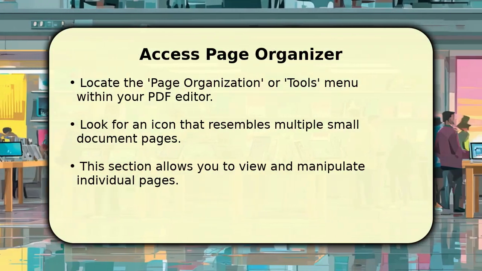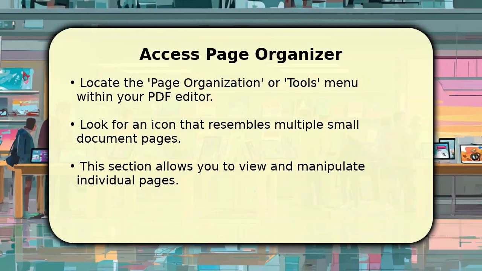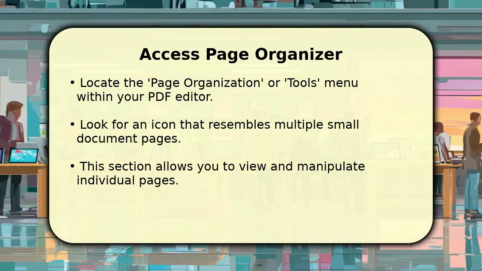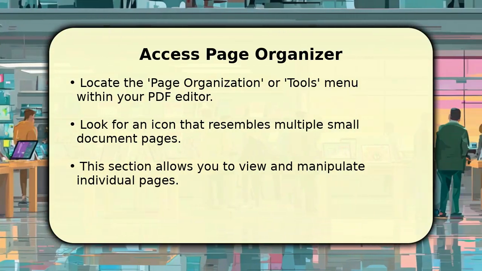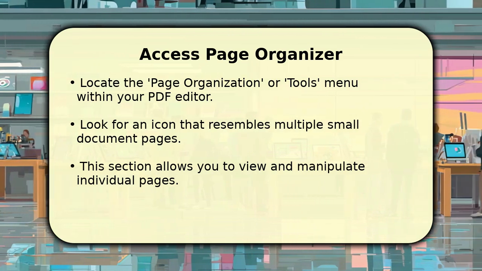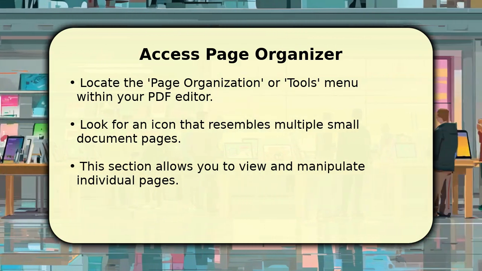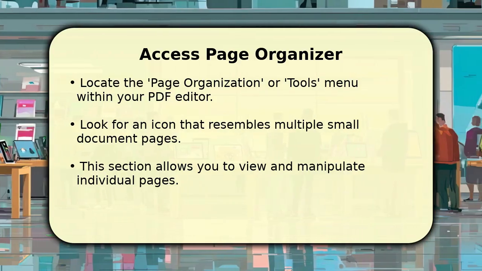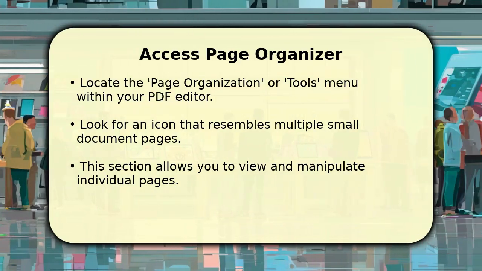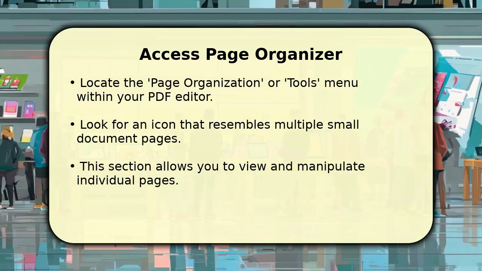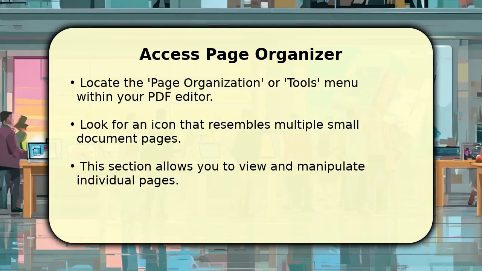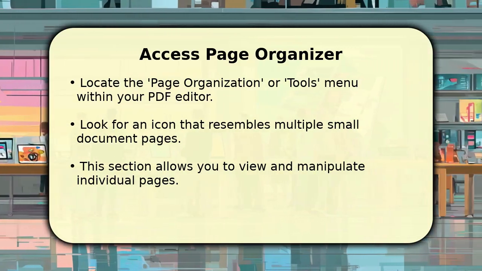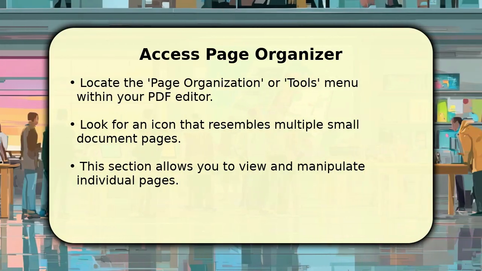Once your PDF is open, navigate to the Page Organization or Tools menu, usually found in the top toolbar or sidebar. You might see an icon resembling 4 small document pages, perhaps a square divided into 4 sections. Clicking this option will display all the pages of your document as thumbnails. This visual layout helps you easily identify which page you wish to remove.